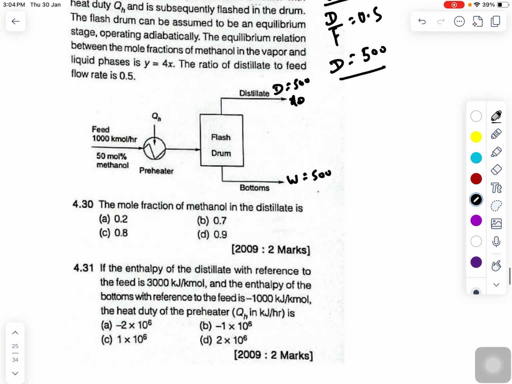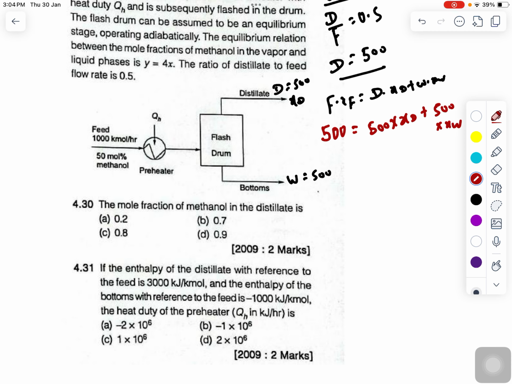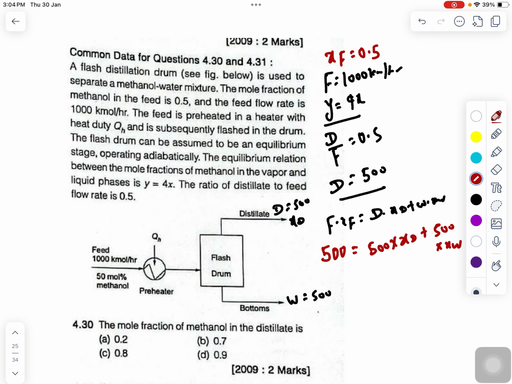So if I write the balance here, F into xF equals D into xD plus W into xW. This is just a single component balance. So F into xF is how much? 50%, so 500, equals D, 500, multiplied with xD plus W, 500, multiplied with xW. So the ratio and the mole fraction of methanol in the feed are given to you. Okay.